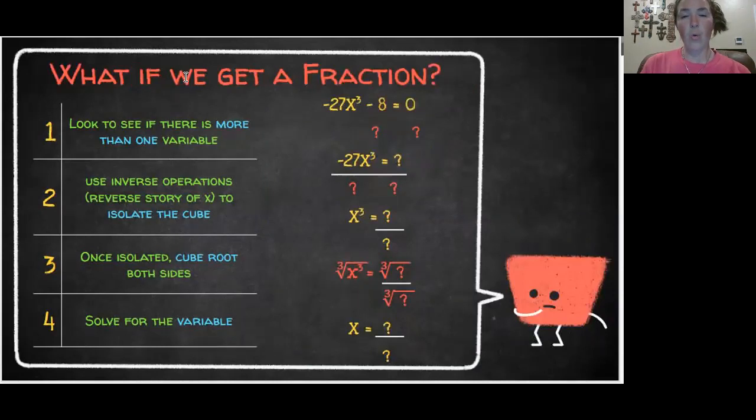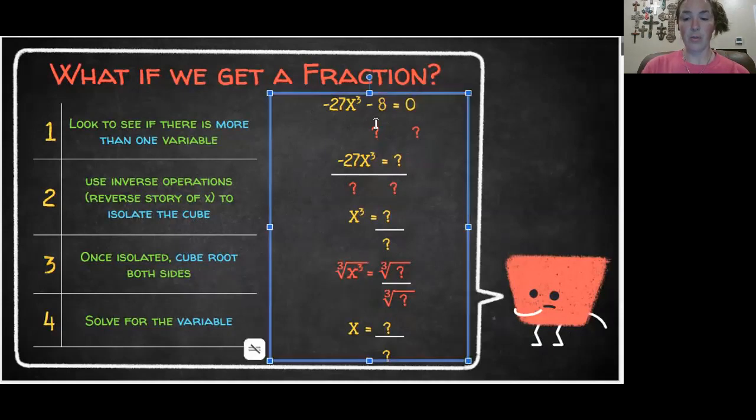So now, what happens if we get a fraction? We're going to follow the same steps. We're going to see if there's more than one variable, and if you notice, we still only have one x cubed. So we're going to use our inverse operations or the reverse story of x to isolate that cube. So the first thing I have to get rid of is this negative 8. The opposite of subtracting 8 is to add 8.